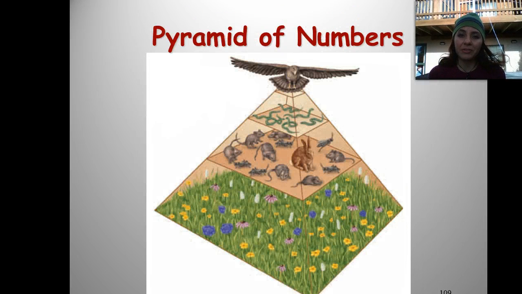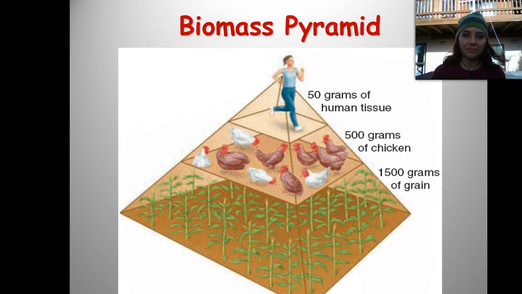And a pyramid of numbers is exactly what it sounds like. It's just showing you the number of that organism in that level. So I might say that 10,000 blades of grass will support 6 mice, 5 grasshoppers, and 1 rabbit. And all of those mice, grasshoppers, and rabbit will support 6 snakes, and all those 6 snakes will only support 1 hawk. So that's a pyramid of numbers.